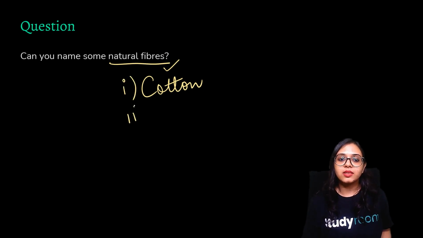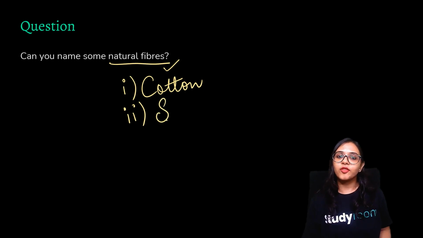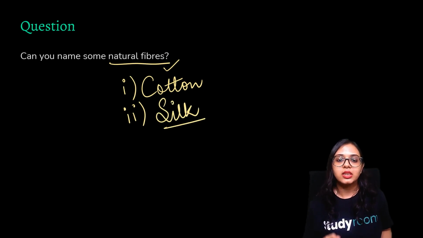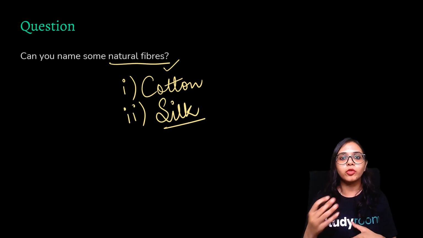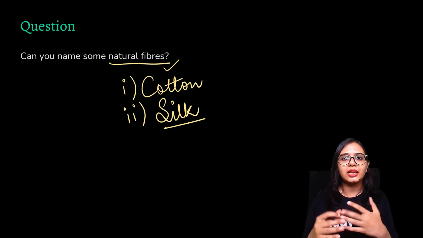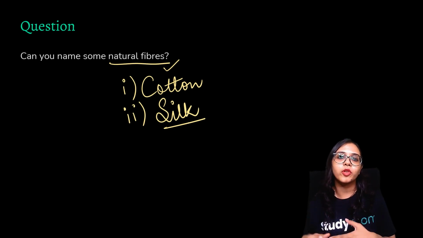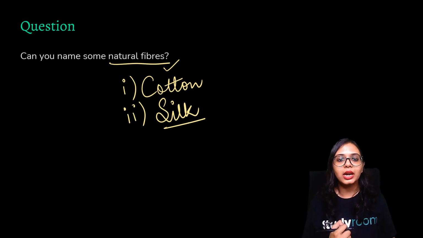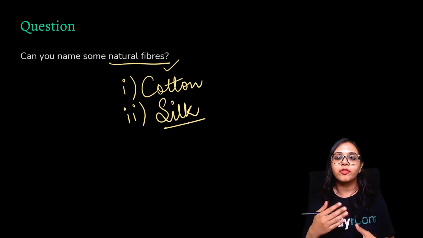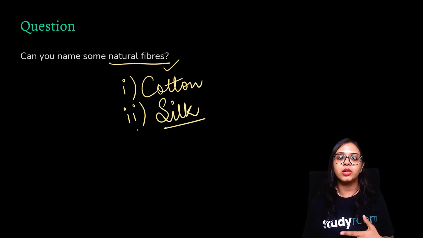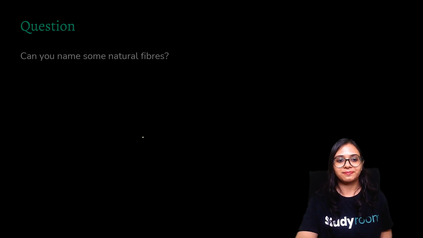Can you name some others? I think of silk. Silk is made from the mulberry worm, right? Those tiny thread-like structures are woven by these worms. We procure that. That is a fiber. We process that into yarns, and from that yarn we get silk. So these are the two kinds of natural fibers that we get from nature.